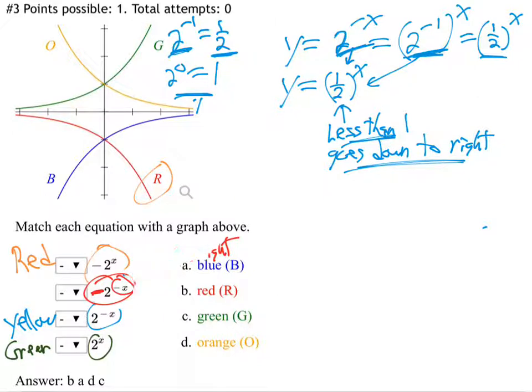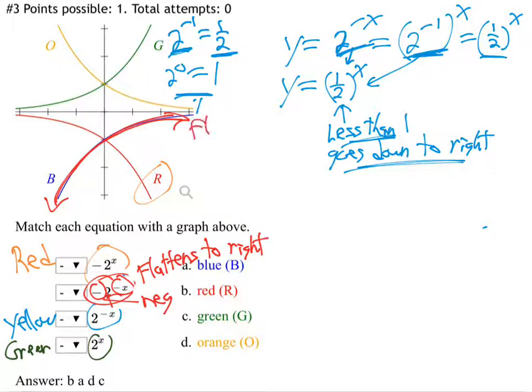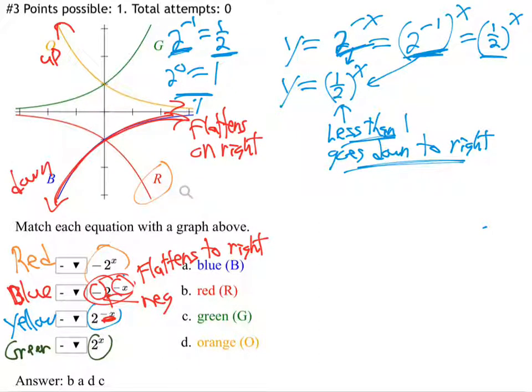Rather than say down to the right, I'm going to say it flattens to the right, because that's really what it does. The numbers flatten out. And then the negative in the front, what does that mean? It's a negative graph. It's down below, so it's this blue one, isn't it? It's going down, but it flattens on the right. It's the blue one, even though I'm writing it with a red pen. Whereas this yellow one goes up and then flattens on the right, because it also has a negative power, so it also flattens on the right, but it goes up the other side.